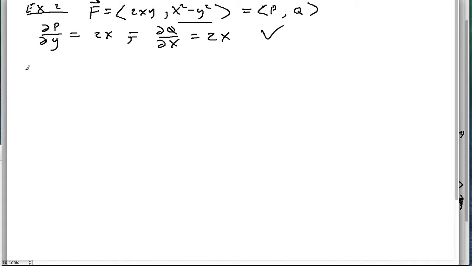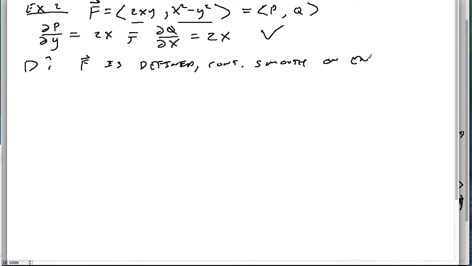The next part is the region D. What is D exactly? Well, f is defined. It's continuous, it's smooth on the entire plane. Okay, so there are no holes, and it's connected.